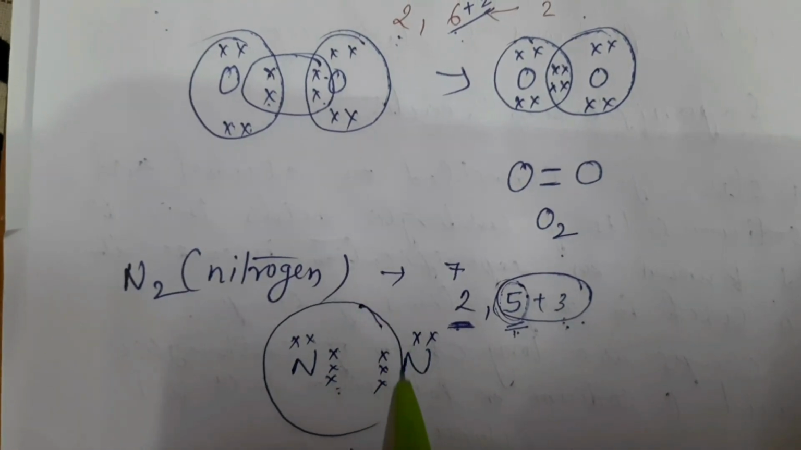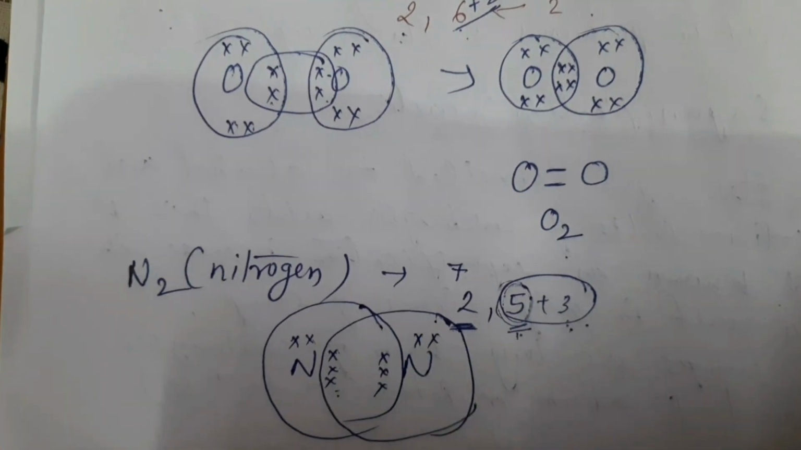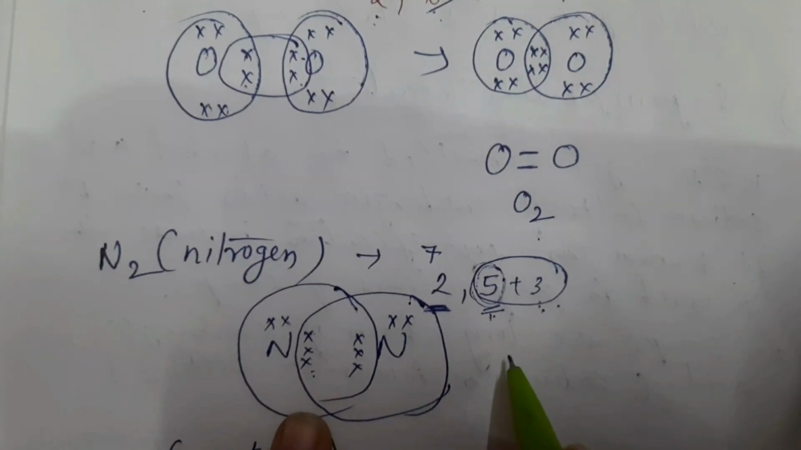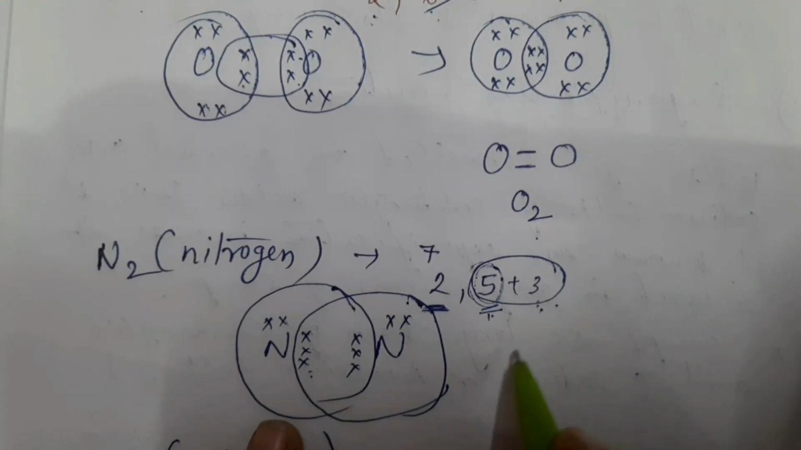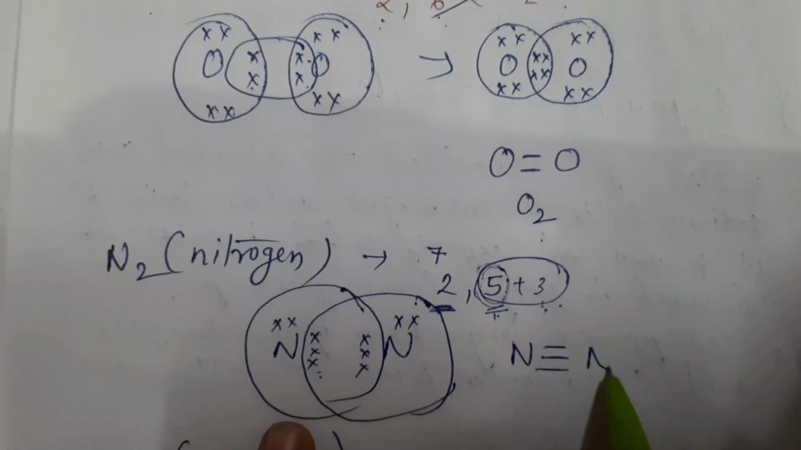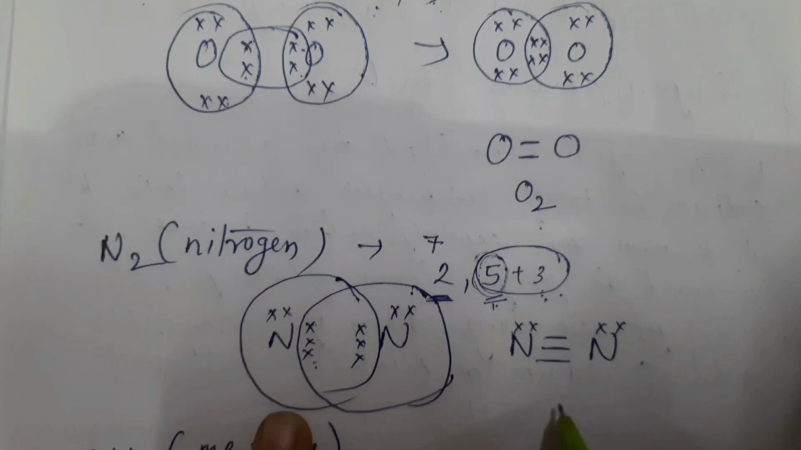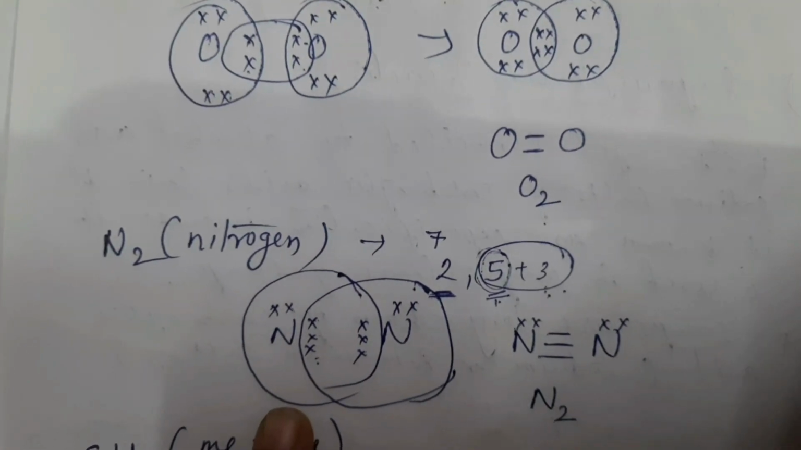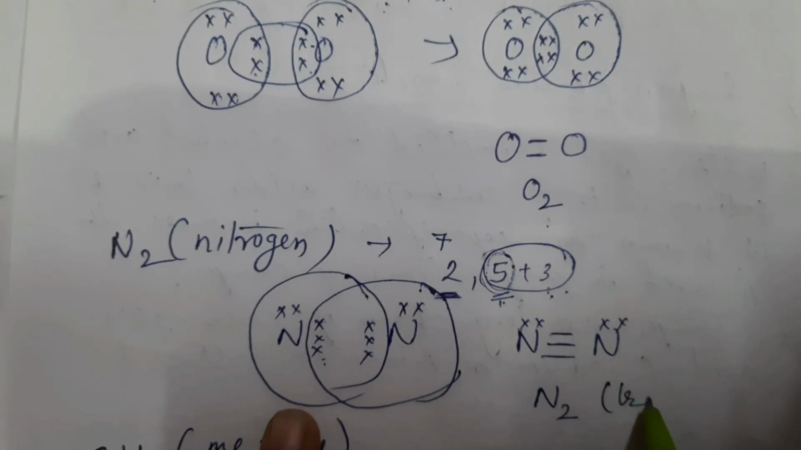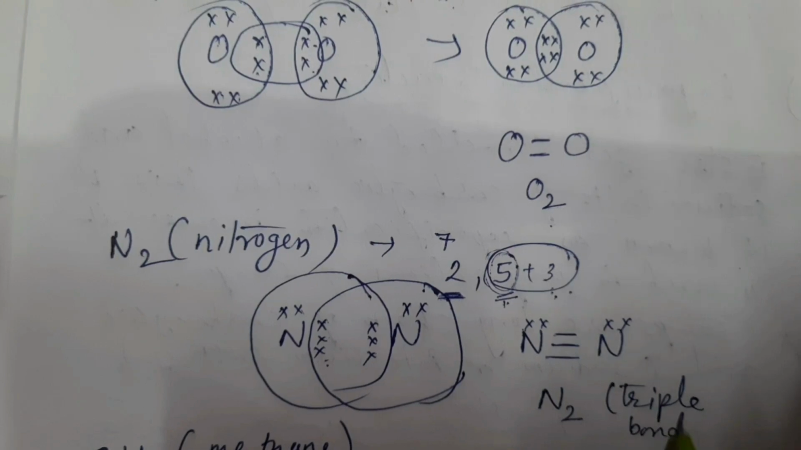5 plus 3, 8. Again 5 plus 3, 8. So this is the electron dot structure. Now there is a sharing of a total of 3 pairs. 1 pair will make 1 bond, so thus there are 3 bonds. Now this is the complete formation of nitrogen, and we represent it as a nitrogen molecule where there is a triple bond. For oxygen there is a double bond, here a triple bond is there.